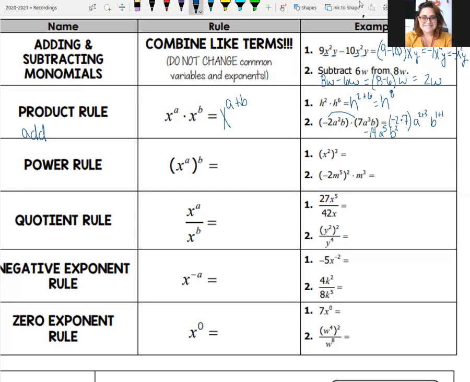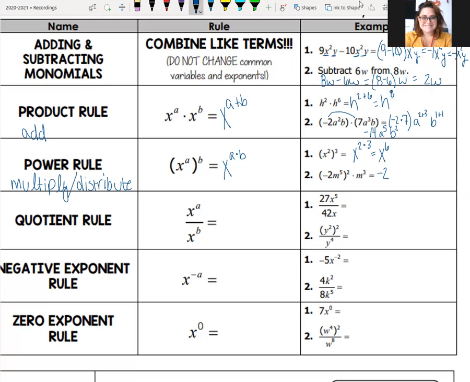Power rule is multiply, or we could call it distribute. So what we're going to actually have here is x to the a times b. So when I look at our example, we're going to have x to the 2 times 3, which is x to the 6. If we had a coefficient, we would multiply our coefficients together, but we don't. So we would just leave that as negative 2.